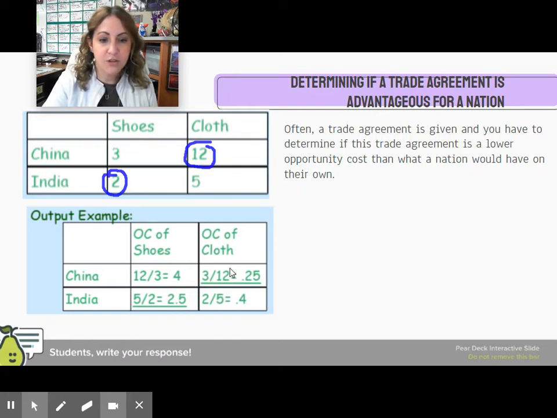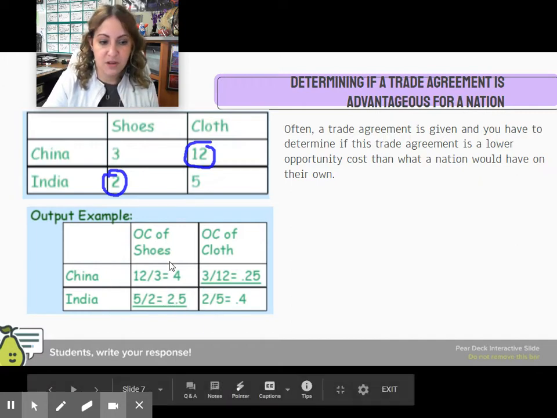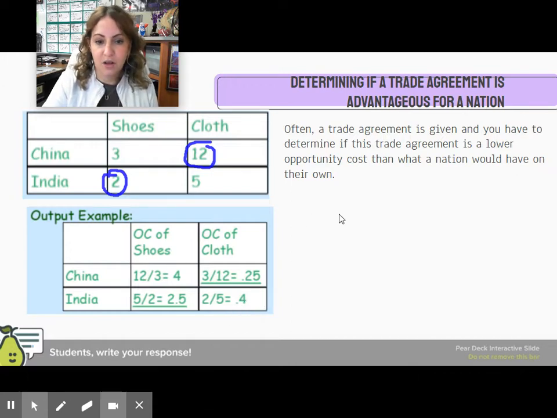Remember, here are the numbers of what they would have done on their own. China would have given up 4 cloths to make a shoe. India gives up 2.5 cloths to make a shoe. China is giving up 0.25 of a shoe to make a cloth. And then India, if they were to make cloth on their own, they'd have to give up 0.4 of a shoe to make a cloth. So we have to determine who's giving up less, if the trade agreement's costing them less than what they would have done on their own.